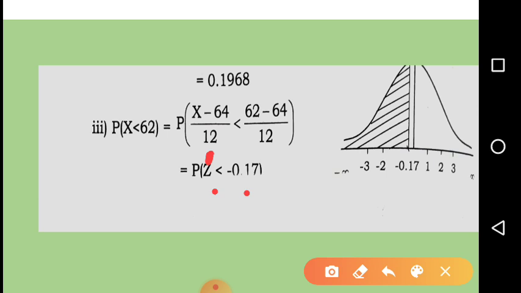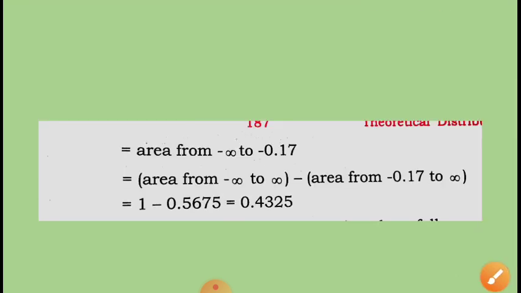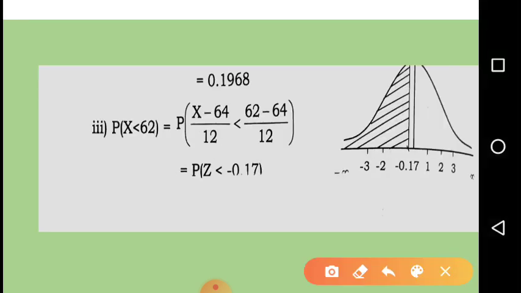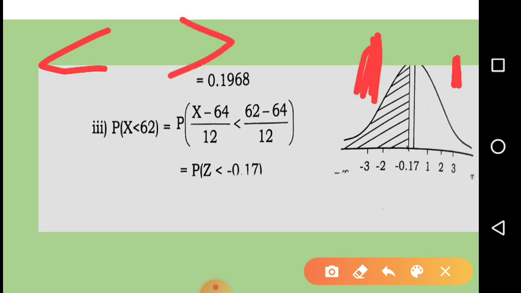Okay. Now draw this diagram. Minus will come this side. So minus 0.17. Yes, the area from minus. Remember students, if the sign is less than, the area will come on this side. If the sign is more than, it will come on this side. So it is less than here, so shade the entire portion to the left of minus 0.17.